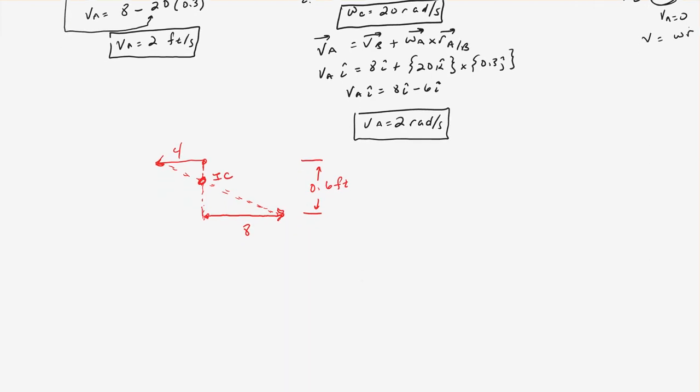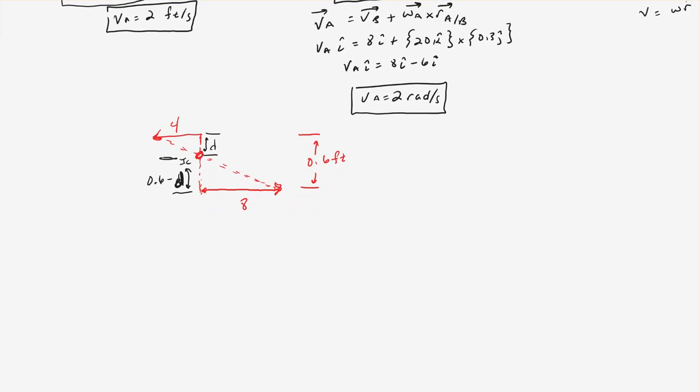All right, so then I can use similar triangles. And let's say that this right here is some value d. So this distance right here is d. Then this distance would be 0.6 minus whatever d is. Agreed? Or you could do it the other way around. You could put d on the bottom, 0.6 minus d on the top.